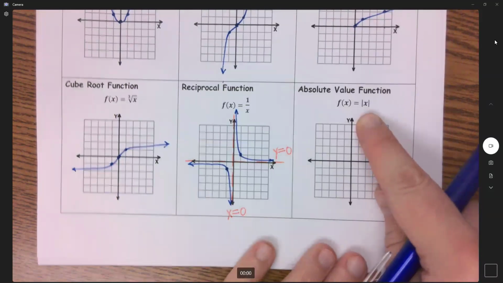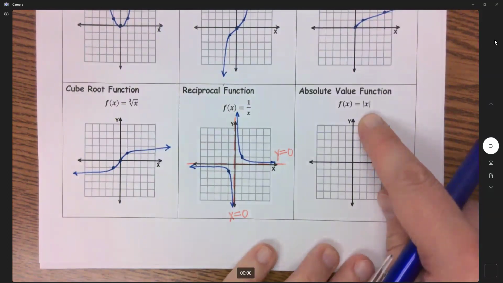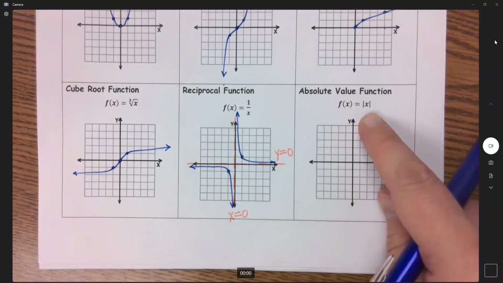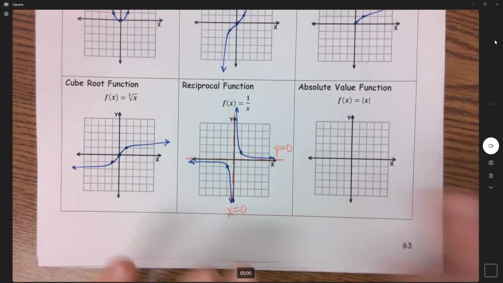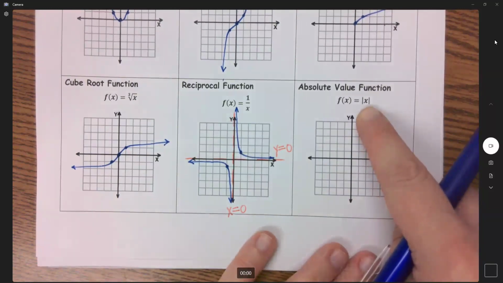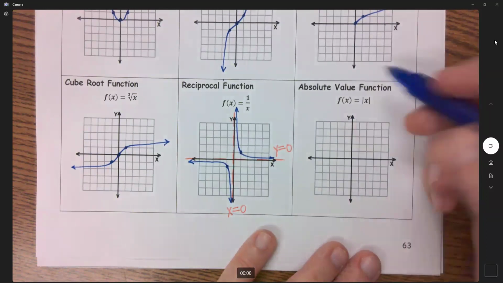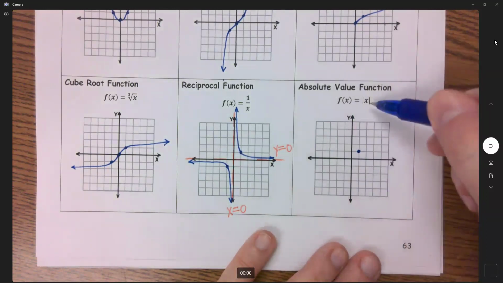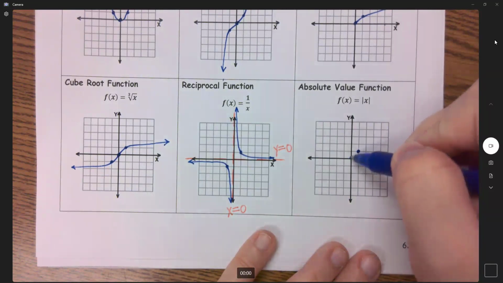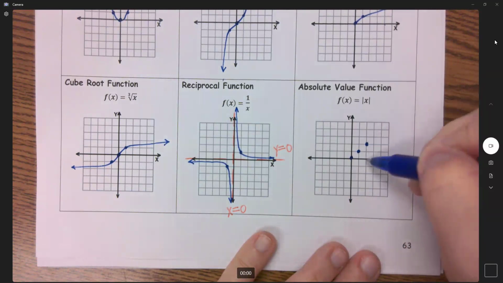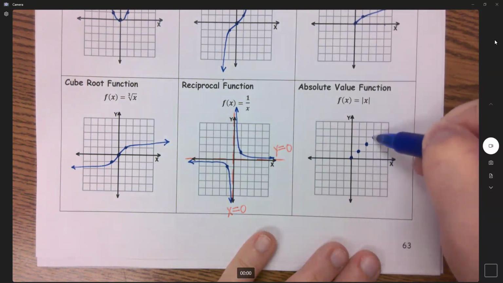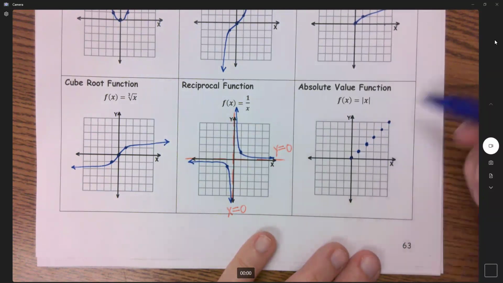And then absolute value. What do we know about absolute values? Absolute value is the distance from 0, and distance is always positive. So I'm going to have nothing down here with a negative y. If you plug in 1, the absolute value of 1 is 1. I guess we should start at 0, right? The absolute value of 0 is 0. The absolute value of 2 is 2, of 3 is 3, of 4 is 4, and of 5 is 5.